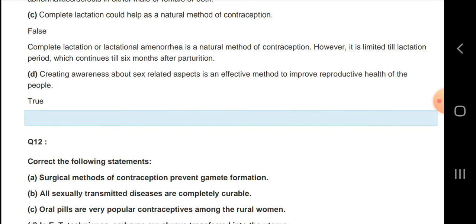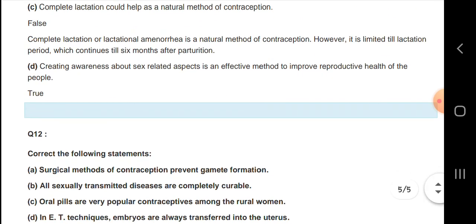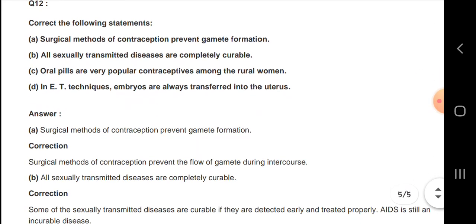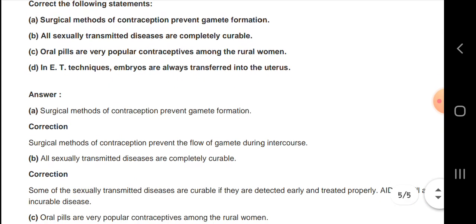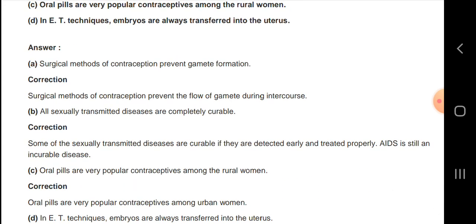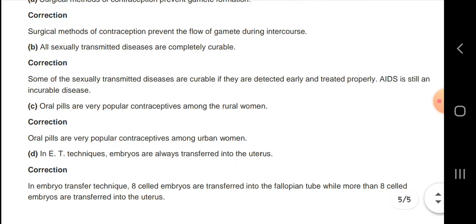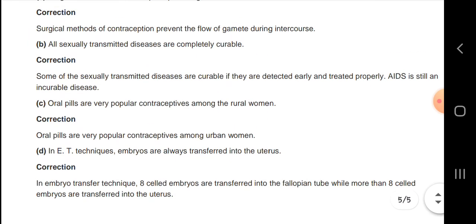Complete lactation could help as a natural method of contraception, so it is also false. Creating awareness about sex-related aspects is an effective method to improve reproductive health of the people. It is true. Next, surgical methods of contraception prevent gamete formation. Surgical methods of contraception prevent the flow of gametes during intercourse. All sexually transmitted diseases are completely curable. Some of the sexually transmitted diseases are curable if they are detected earlier and treated properly. AIDS is still an incurable disease. Oral pills are very popular contraceptives among the rural women. Oral pills are very popular contraceptives among urban women.